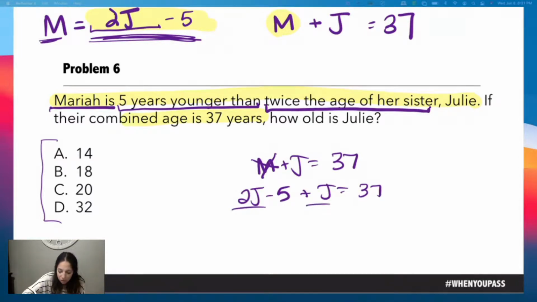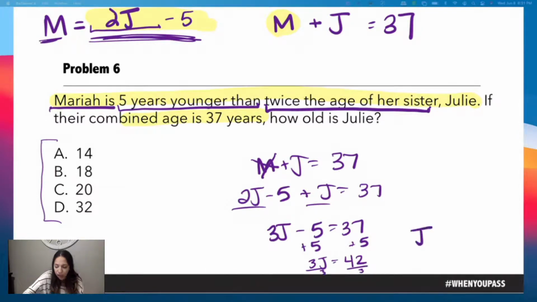2j plus j is 3j minus 5 equals 37. Add 5 to both sides. 3j equals 42. Divide both sides by 3. And we get j equals 14.